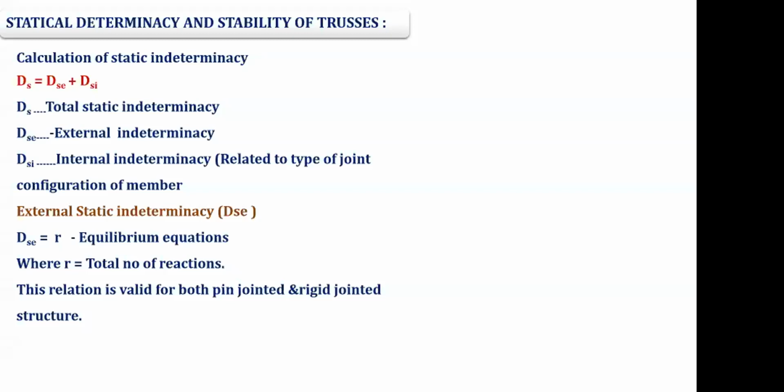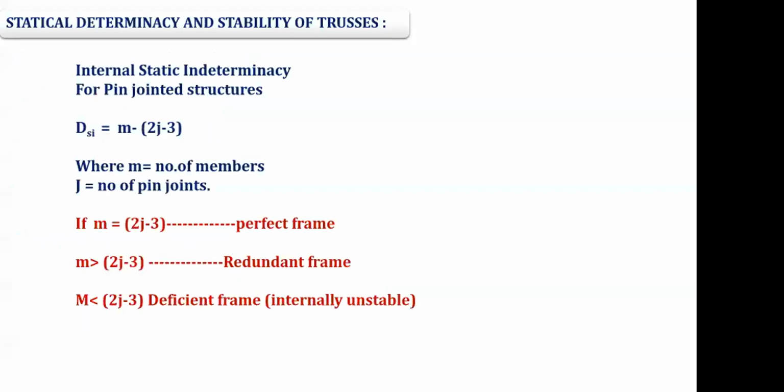Then what is its indeterminacy? Like when you say a propped cantilever, that is statically indeterminate. What is its degree of indeterminacy? Then we follow the number of unknowns minus equilibrium equations. For trusses, for external indeterminacy, it is the number of unknowns minus equilibrium equations, so that is R minus equilibrium equations. And internal indeterminacy equals M minus 2J minus 3.